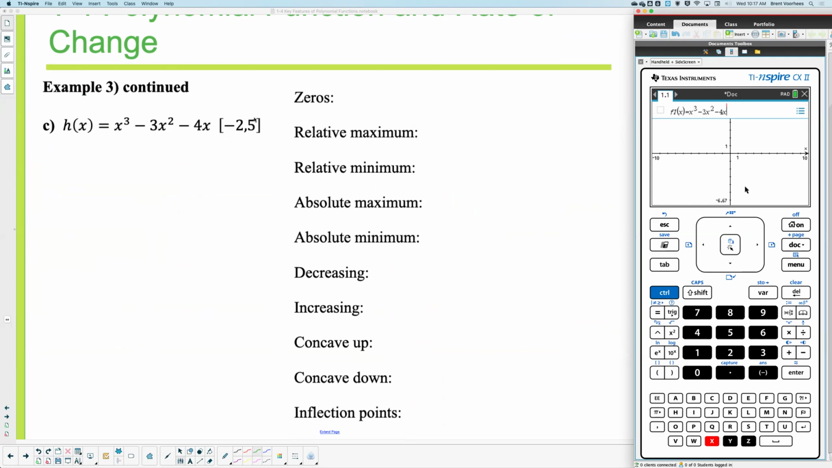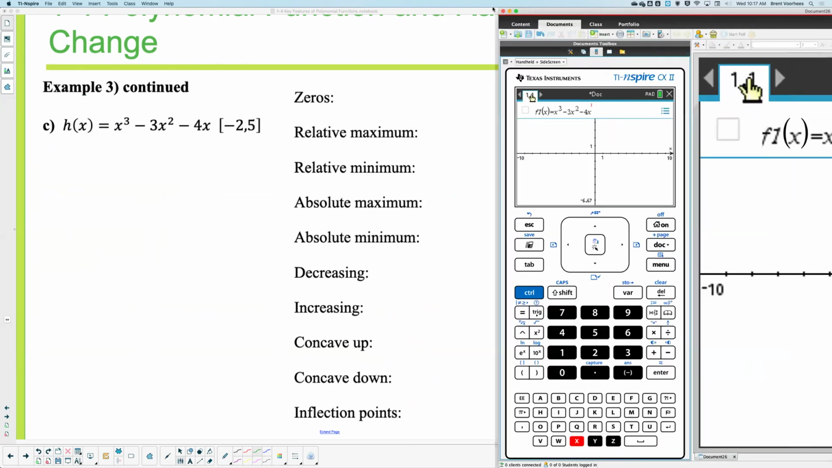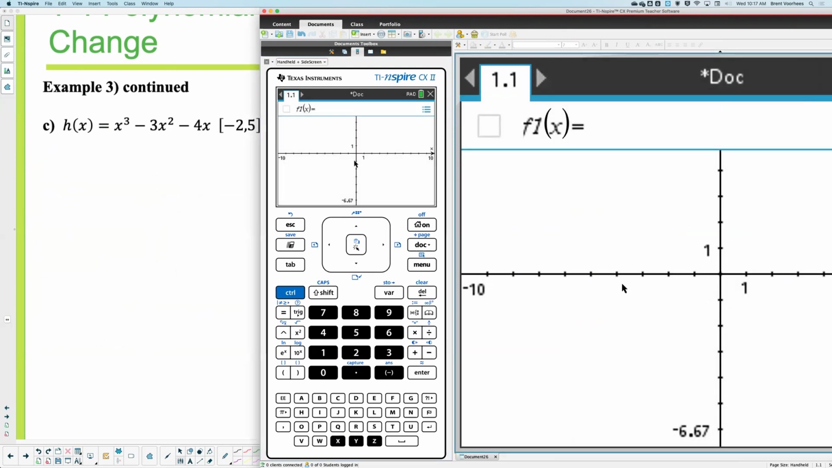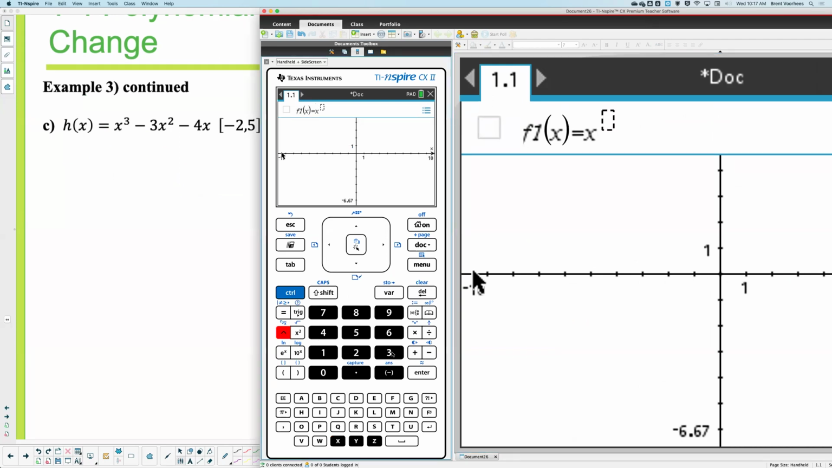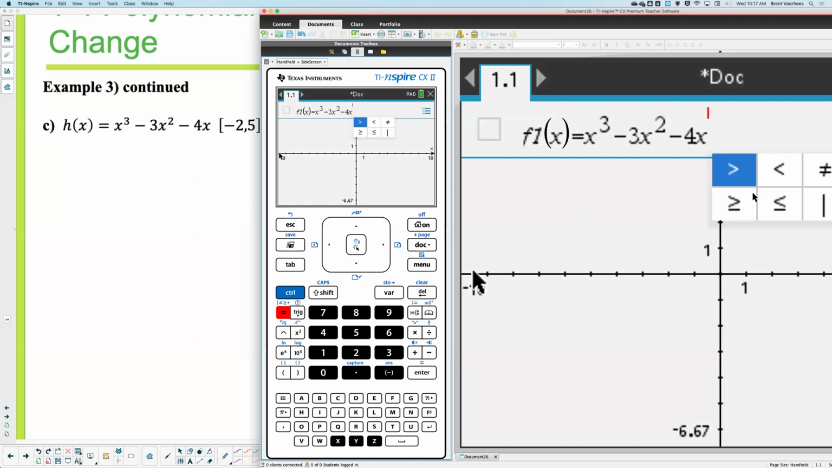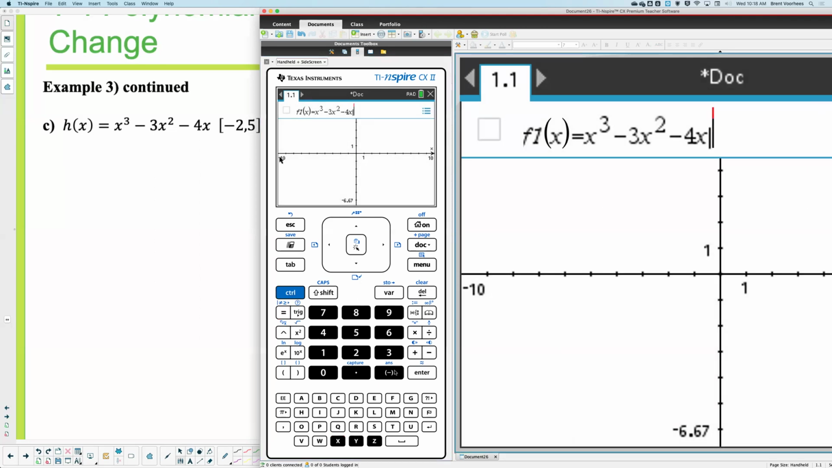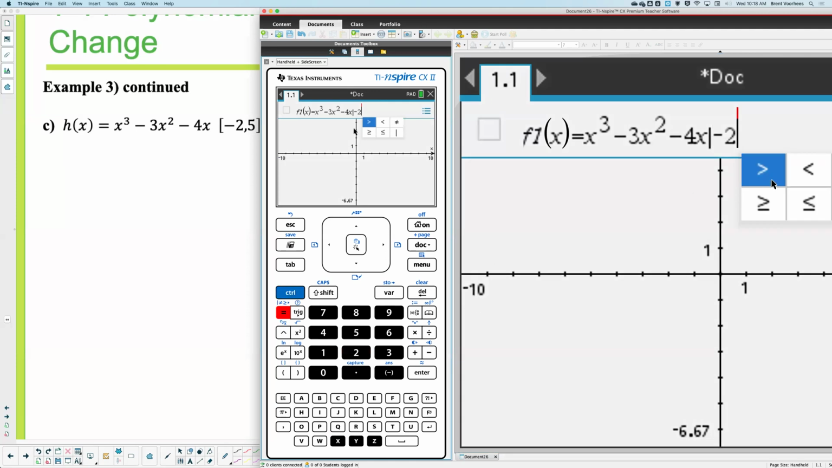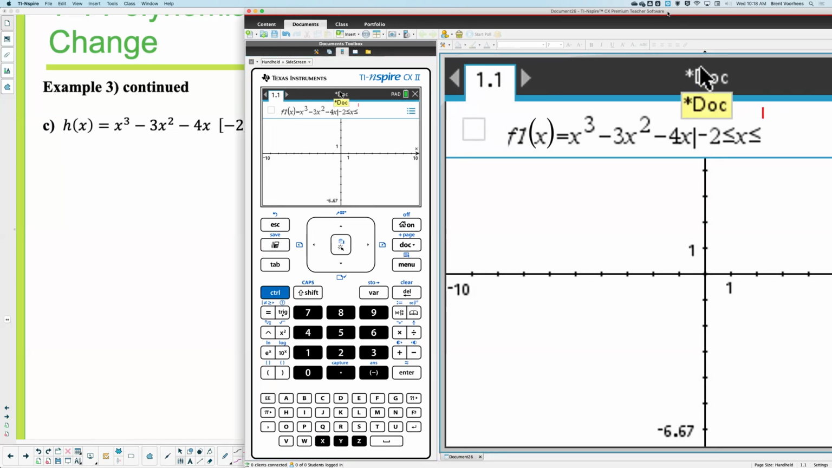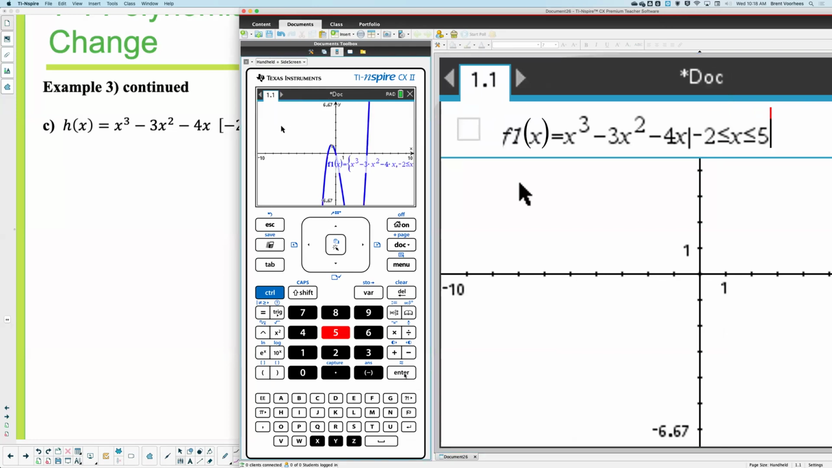Before I press enter, let's type in the restriction. How do I get to that pipe for the restriction again? Control equals, I'll choose pipe. Whoops. No. I don't know what I did, but I accidentally errored it out. Okay, here we go. Control equals, let's do a pipe from -2 is less than or equal to x, which is less than or equal to 5. And press enter.